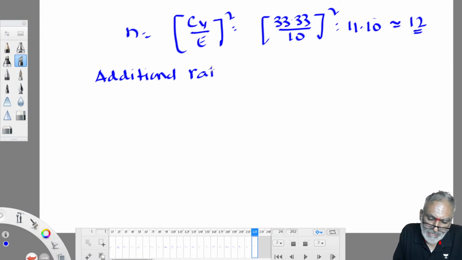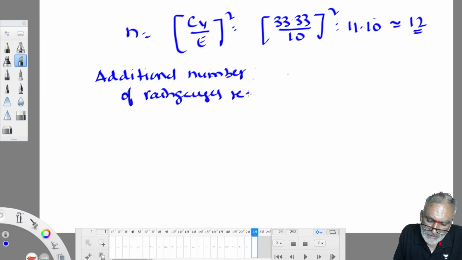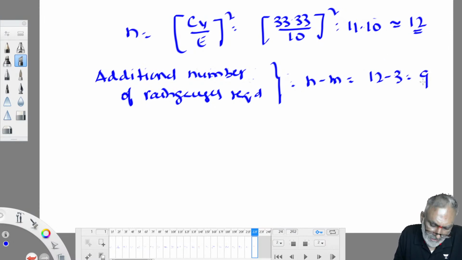So additional number of rain gauges required is equal to, how many additional gauges required? 12 minus 3, 9. 9 is the answer, not the 12, because he is asking additional number of rain gauges. So N minus M, it is 12 minus 3. So it is 9. Existing number is 3 only. So the answer is 9. Anybody got 9 as the answer?